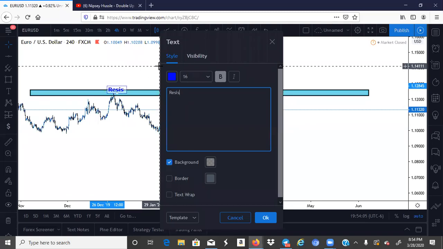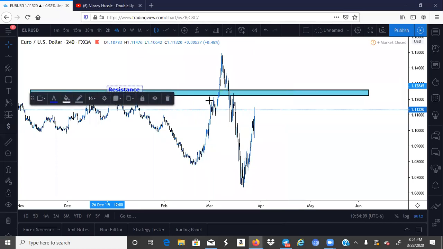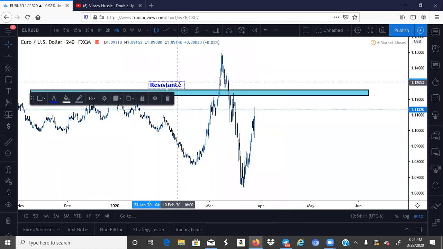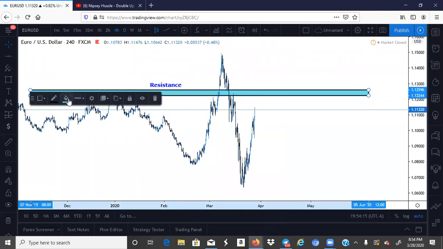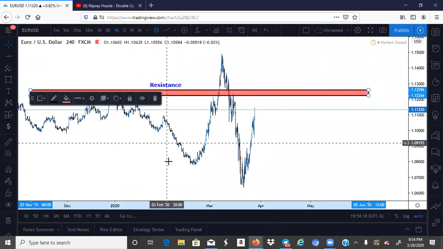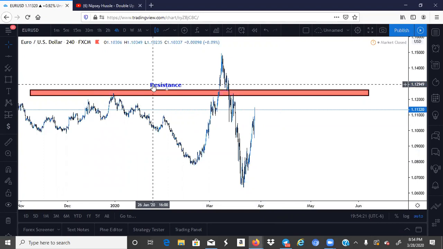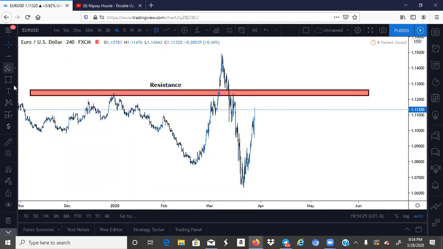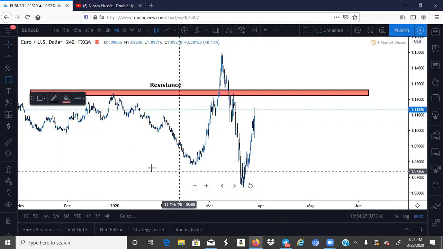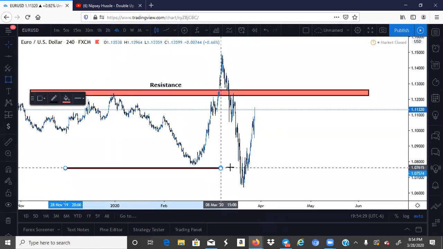So this is resistance. This is resistance, right? I'll change the color and make this kind of color. That's resistance. This is support.